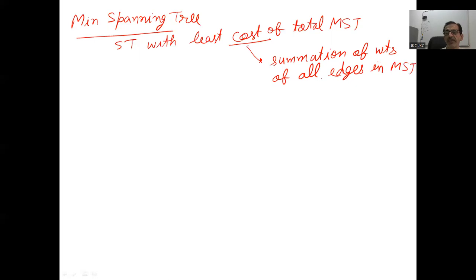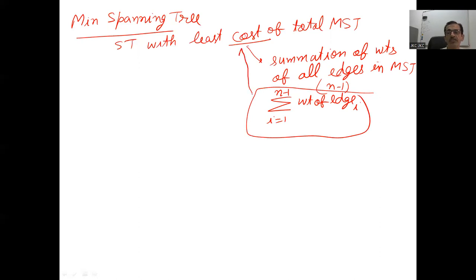So MST has effectively n minus 1 edges. Effectively, it means if I say i equal to 1 to n minus 1, weight of edge i, all these edges to be summed together will become the cost. And I want the spanning tree to have least cost of the total MST. So that means from a graph, many spanning trees will be possible by considering many different edges. Many spanning trees are possible because ultimately what I need is all vertices and all vertices connected.